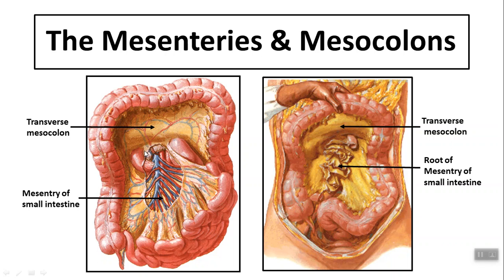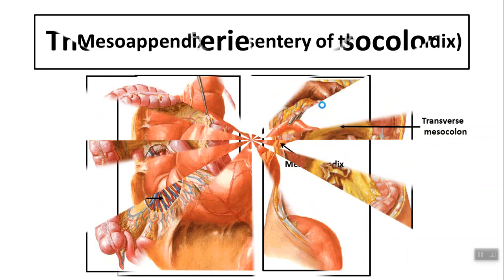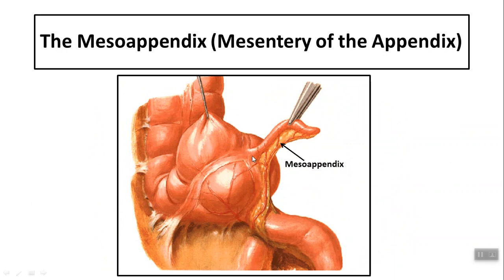This is the mesenteries and the mesocolon. This is the transverse mesocolon. It's also a double layer of peritoneum connecting the transverse colon to the posterior abdominal wall. Another mesentery is called the mesoappendix, or the mesentery of the appendix. This is a small mesentery that also forms a passageway for the blood vessels of the appendix.